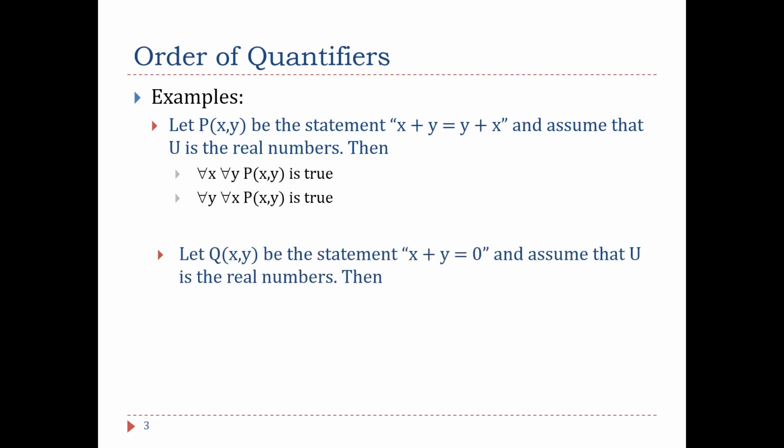But if you consider this statement, then you can say that for every x, you can find a y, and y is the additive opposite of x. But you cannot say that you can find y such that for every x, okay? Neither can you find an x such that for every y, P of xy holds, okay? It's not the case.